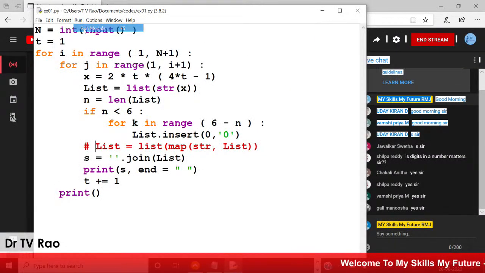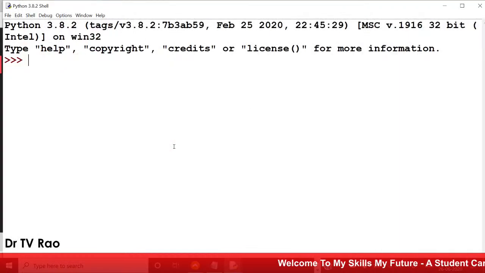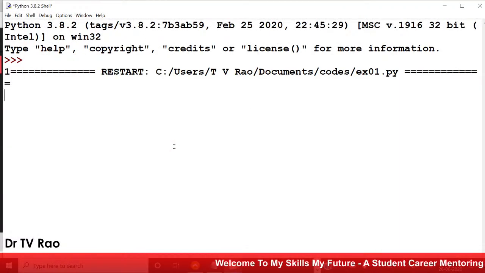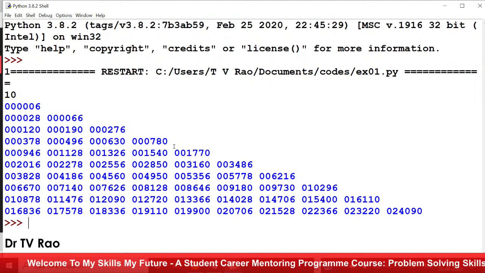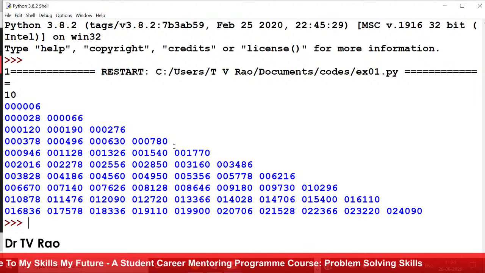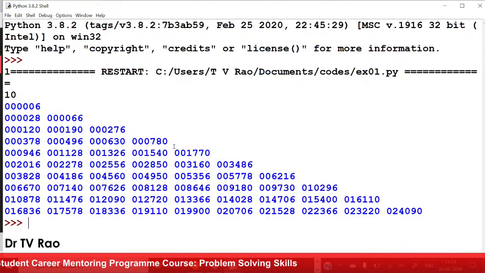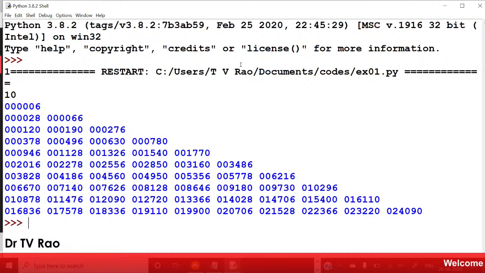Let us get 10 lines. Okay, now these are 10 lines of output. Is this clear? We can display one more line as well. So I hope you understand it.